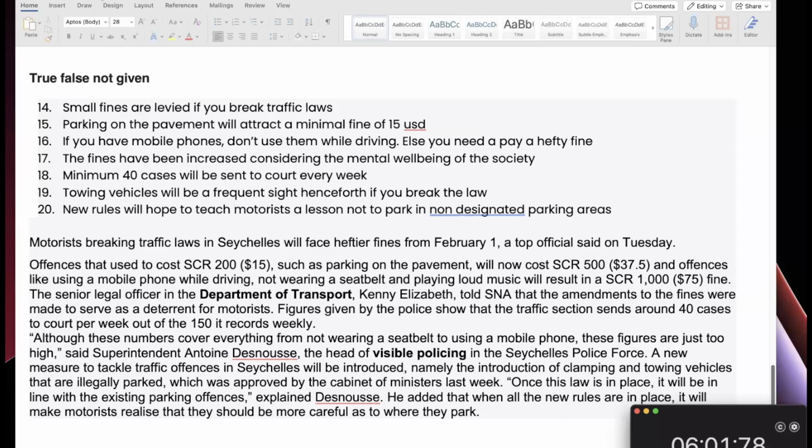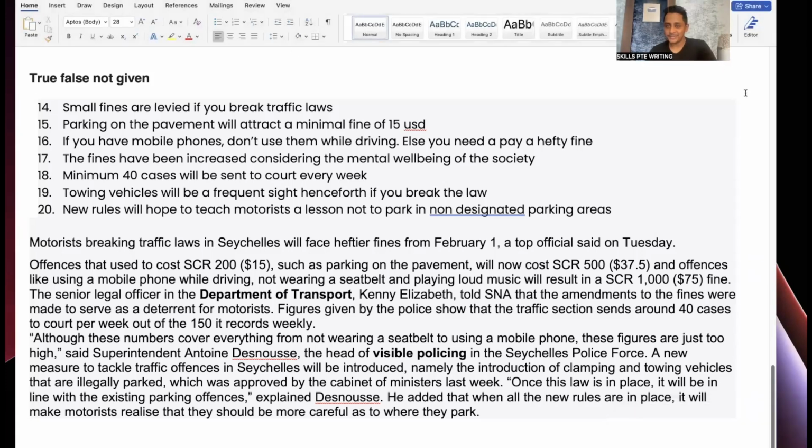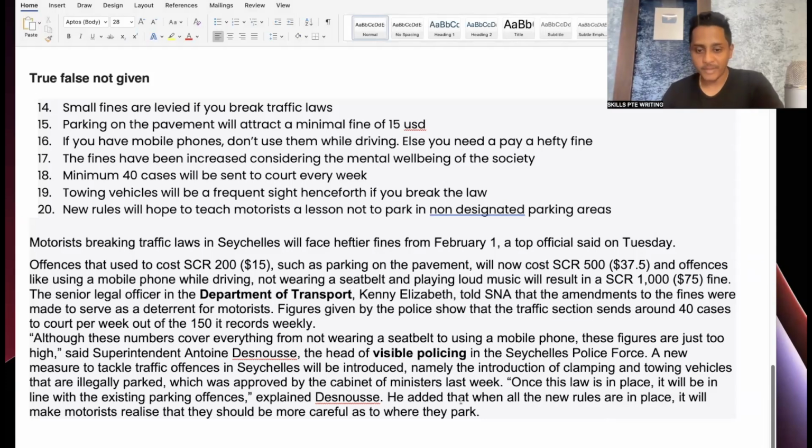Does anyone need more time? It's a straightforward question. Let's finish it off. All right. Small fines are levied if you break traffic laws. What is the answer?